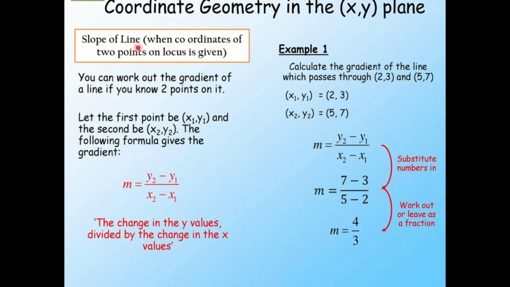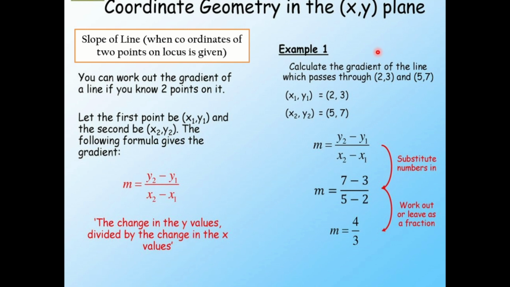Another method of finding the slope is when the coordinates of two points on the locus are given. You can work out the gradient, meaning the slope of a line, if you know two points on it. Let the first point be x1, y1 and the second be x2, y2. We can use the following formula: y2 minus y1 divided by x2 minus x1 will give the slope of the line. It means the change in the y value divided by the change in the x value.